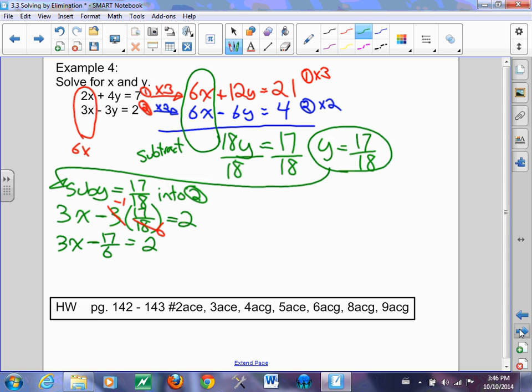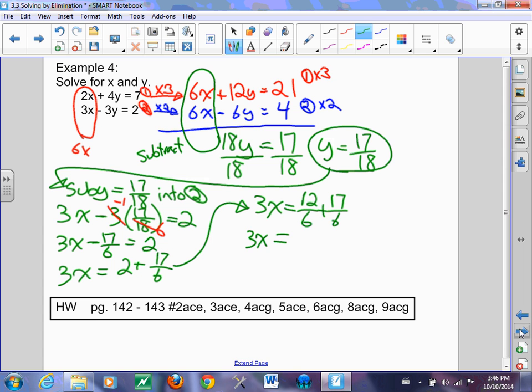You could plug that in your calculator and figure it out, or just bring it to the other side first, and then we can decide what to do with it. Okay. So if you don't have one of those fancy calculators that has the fraction button on it, you just need to get a lowest common denominator of 6. So 12 over 6 is the same as 2. Okay, because 6 goes into 12 twice. I'm just putting a lowest common denominator so I can add them. Okay, so 3x equals 29 over 6.